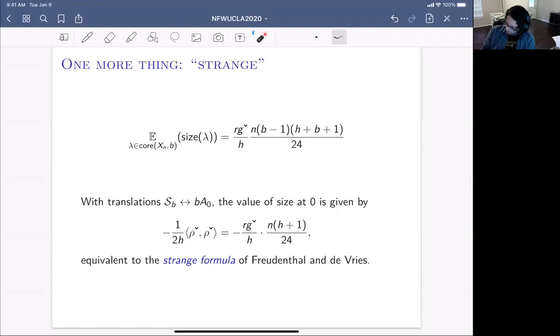We are using rho check, so we're clearly doing something wrong. When you've got g check, you're doing something wrong. Remember, the dual root system is no good. But yeah, this is equivalent to their strange formula. It's called the strange formula. And people since then have done a lot, there's a very strange formula and I'm sure there's an even stranger formula, whatever.